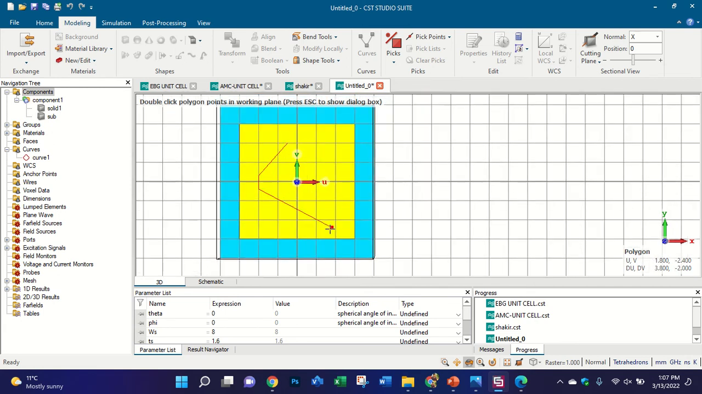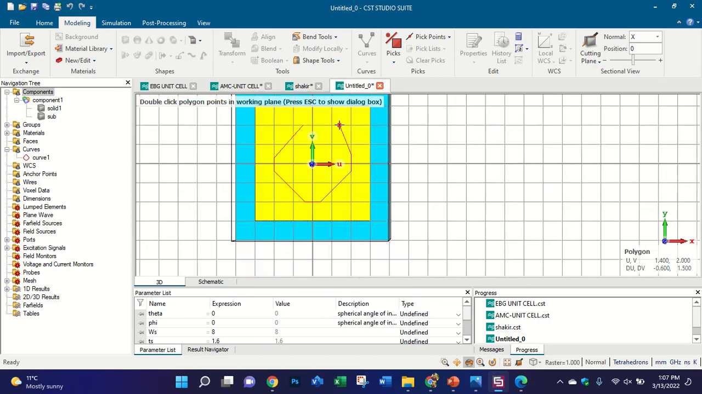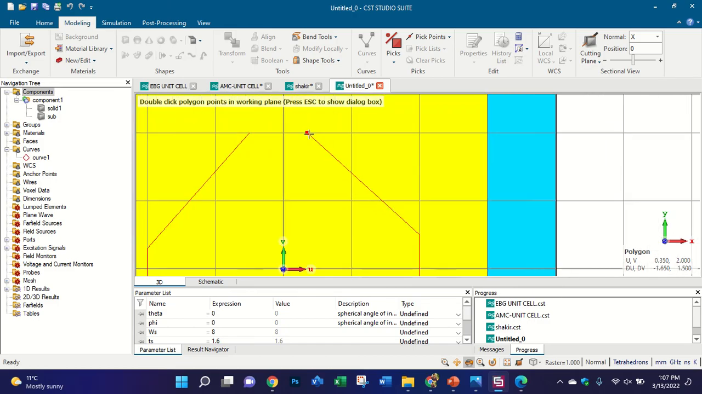I am just showing you these steps to design the unit cell, but if someone has not understood, then I will share the files with you. You can just directly design the shape of the radiator, and change the properties or material of the substrate if you want to.